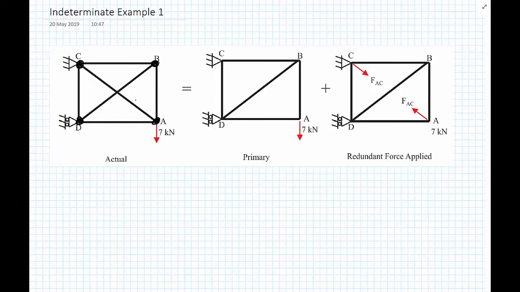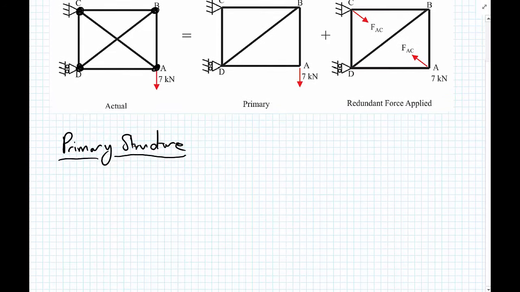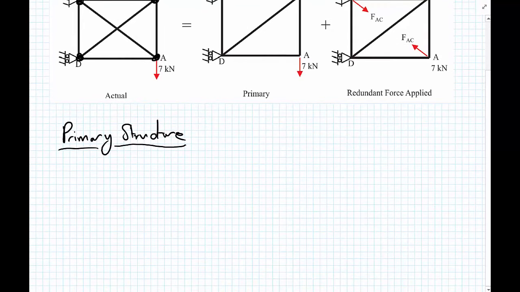We cannot use statics to solve this problem, so we're going to reduce this problem to two statically determinate problems that we can solve. First of all, we have a primary structure where we've removed the member AC. And we have then a redundant structure where we're going to try to find out the force FAC using the concept of compatibility. So first of all, what we need to do is analyze our primary structure. For many of you, this will just be a revision of statics, but for the purpose of completeness, we're going to analyze the entire structure.